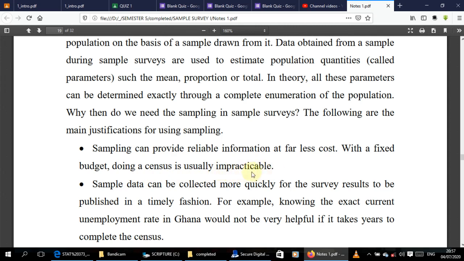You can't do it. It's very difficult to do, right? Sample data can be collected more quickly for the survey results to be published in a timely fashion. For example, knowing the exact current unemployment rate in Ghana would not be very helpful if it takes years to complete the census. So you want to know the current unemployment rate, you want to take the whole Ghanaian, everybody there into consideration and take the data. It's going to take years. By that time, it will not even be useful.